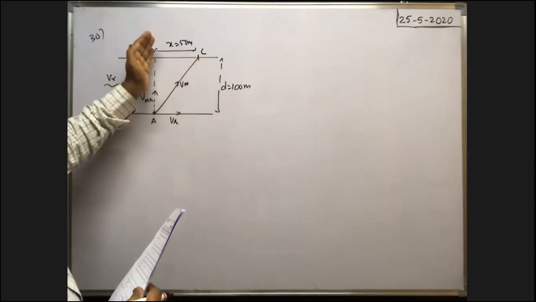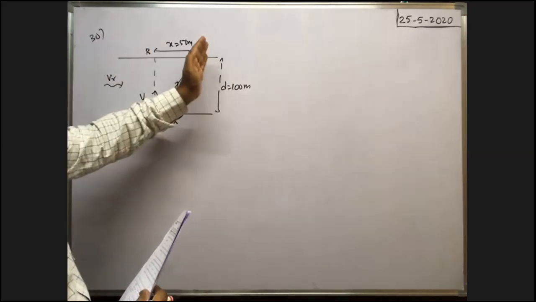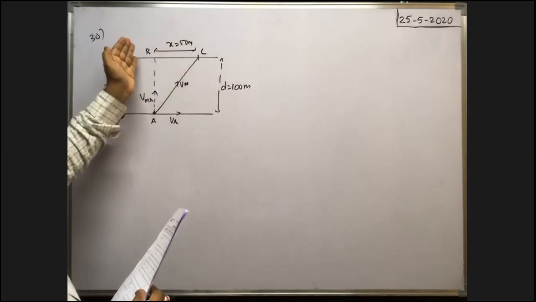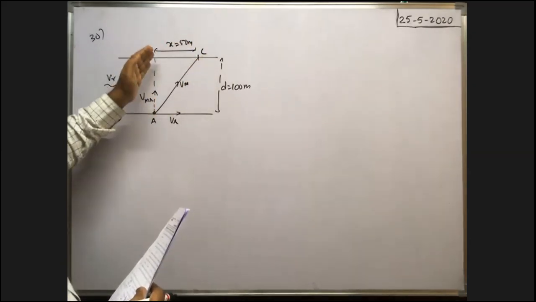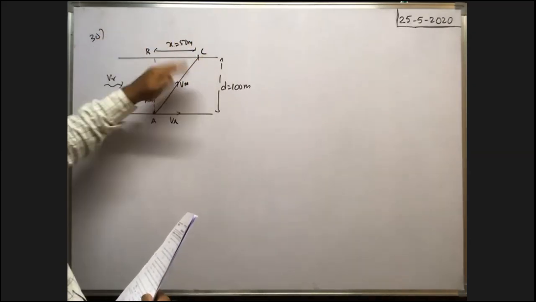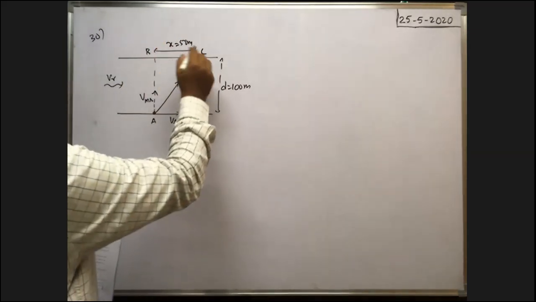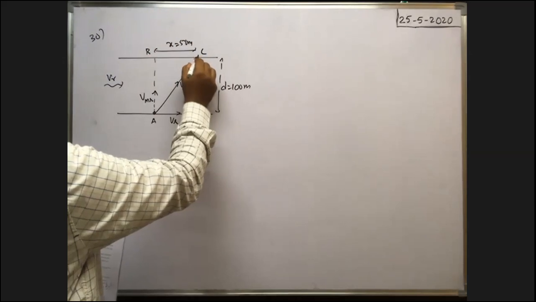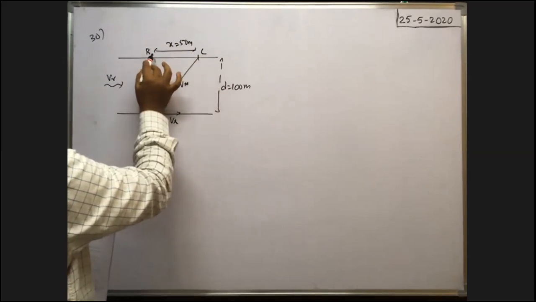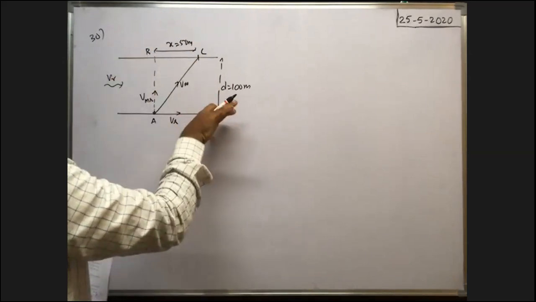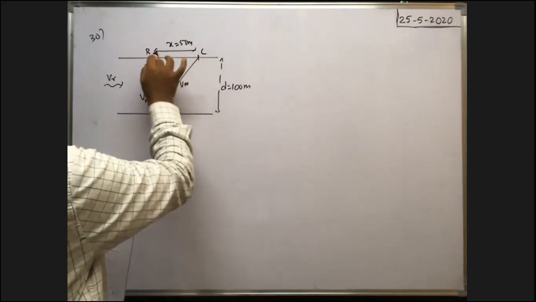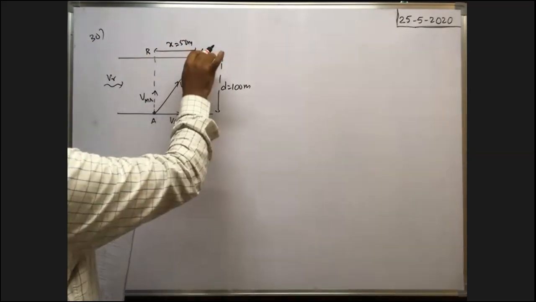Through what distance did he travel along the direction of river flow, or downstream? Through what distance did the man travel downstream before he crosses the river? Suppose the man reaches the point C, but actually the man has to reach this one. Because of the river flow, he reached the point C. That's why it is the distance traveled downstream.